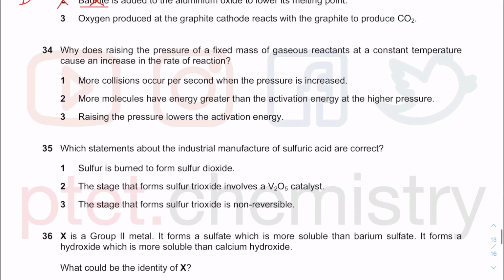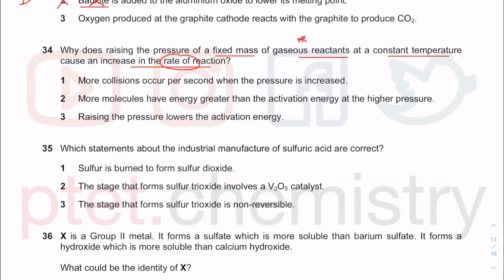Question 34: why does raising the pressure of a fixed mass of a gaseous reactant, at constant temperature, cause an increase in the rate of reaction? Your rate can depend on the pressure of gases, so these are gaseous reactants. When we increase pressure, we are squeezing the particles closer together, so they can collide more frequently.